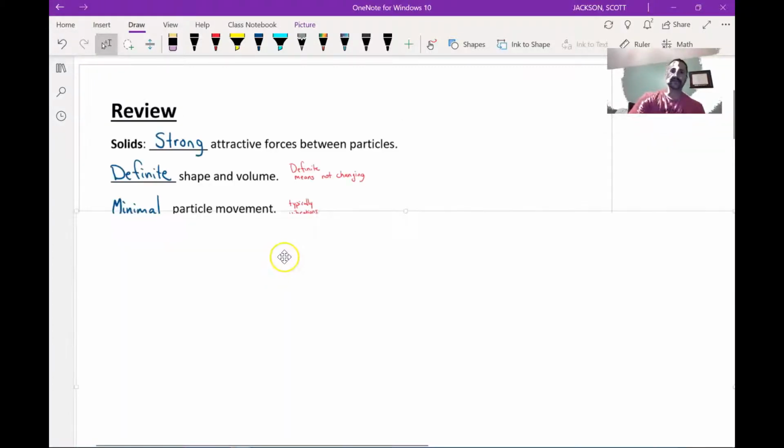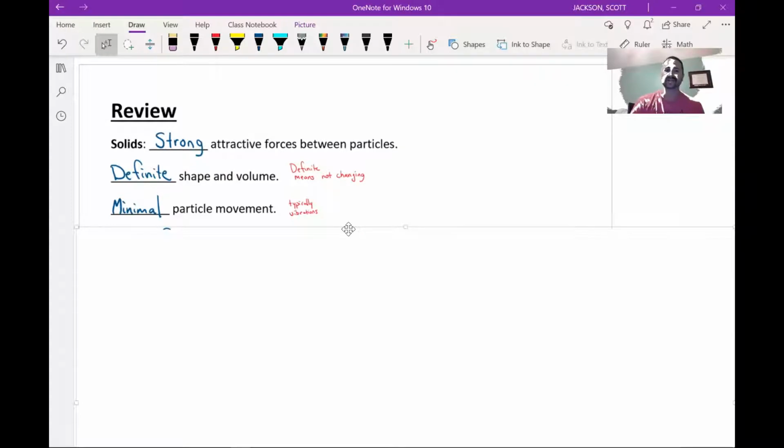So the beginning information you need to know is that solids have strong attractive forces between the particles. So it's kind of like magnets, that the little particles want to be near each other. And in solids, you guys know that they're a lot closer together. So they stay together. With that, they also have definite shape and volume. If you didn't remember, definite means not changing. So the shape and volume do not change.